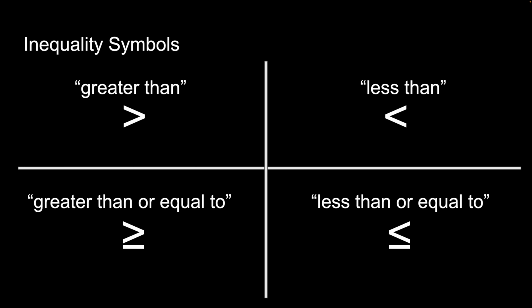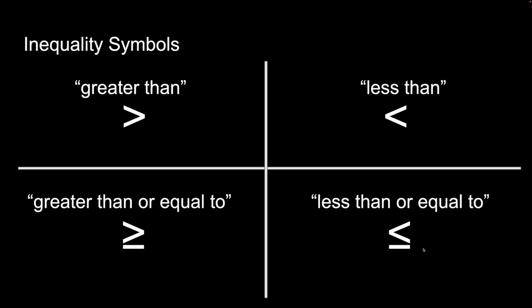So here let's just take a look at the inequality symbols. This symbol with the arrow pointing to the right is greater than. This symbol is less than. This symbol means greater than or equal to because it's written with a greater than sign and half of an equal sign. And this symbol means less than or equal to.